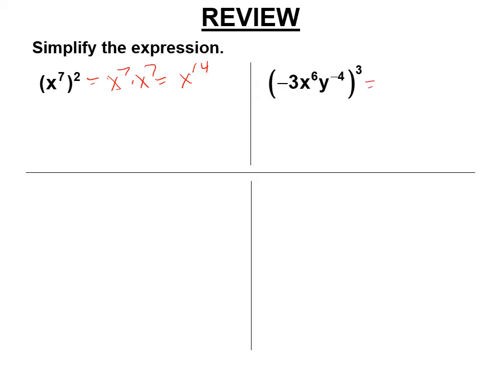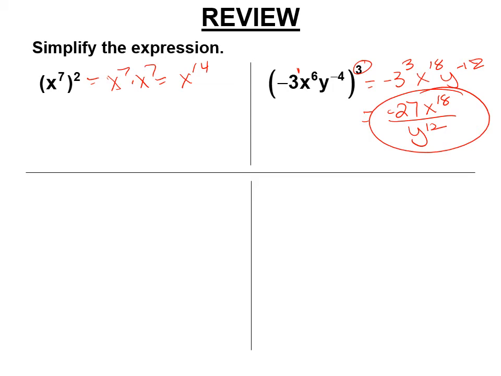Right, the harder ones. Now realize this is negative 3 to the 3rd power, x to the 18th power, and y to the negative 12th power. I just multiplied everything by 3. There's a 1 there. So negative 3 to the 3rd power is negative 27. To the x to the 18th, the y has to come down here and become y to the 12th, right? Negative 3 times negative 3 times negative 3 is negative 27.